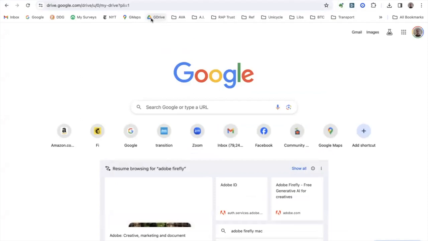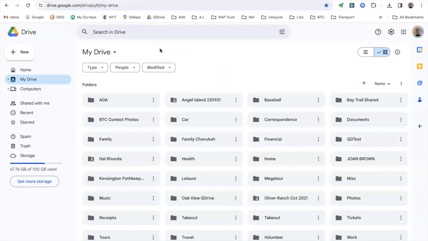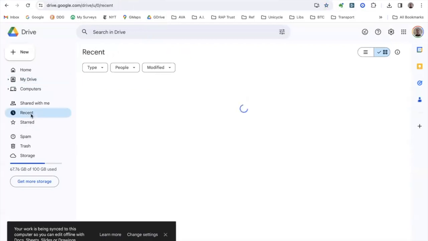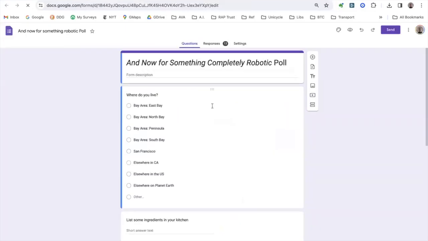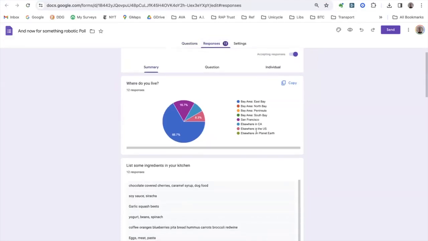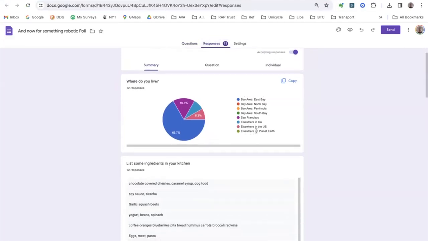go pull up this form that you guys filled out. Hopefully I can find that. And thanks for filling out the form. So here it is. And let's look at the responses. First of all, it's always fun to see where people are connecting from, even though that doesn't have anything to do with what we're doing. But we have a lot of people in the East Bay, which is where I happen to be. But we have some folks from San Francisco.